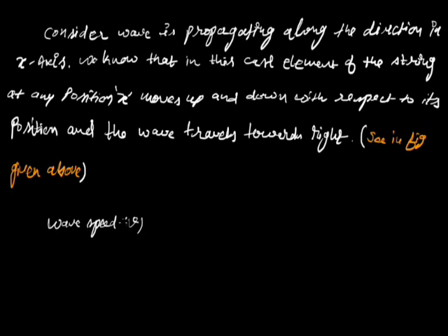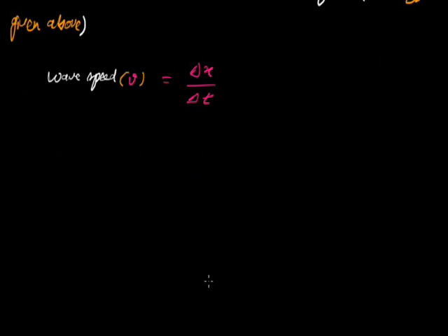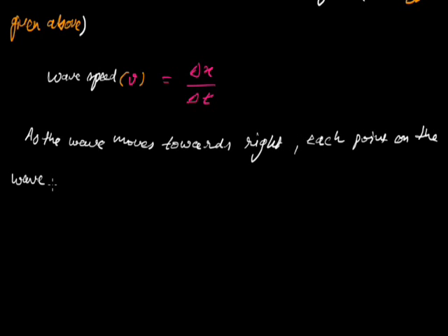The wave speed v is given as the ratio of delta x to delta t, where delta x is the displacement of the point A shown in the figure along the wave propagation, and delta t is the time interval in which this displacement of point A takes place. But remember one thing: the particles of the medium are not displaced along the x-axis direction. As the wave moves towards the right, each point on the wave shows the phase of the wave.